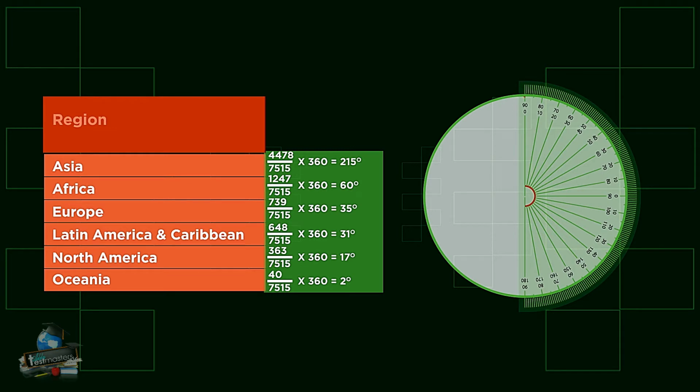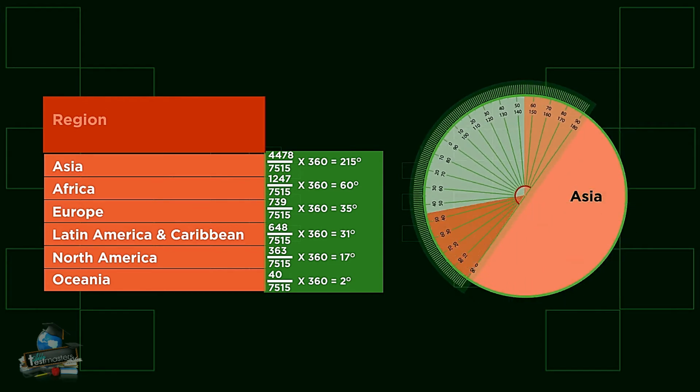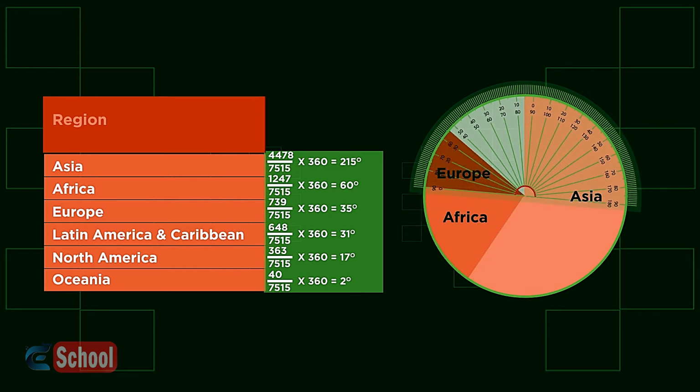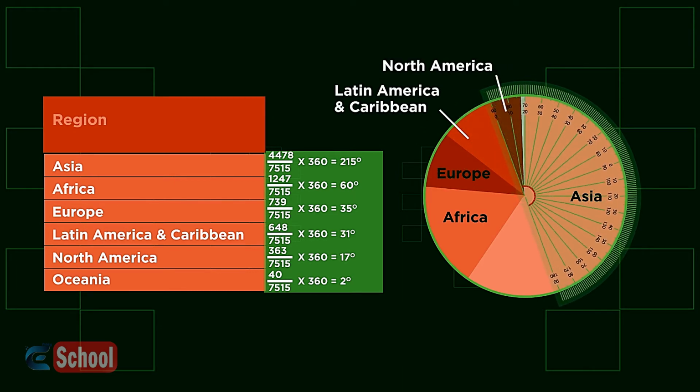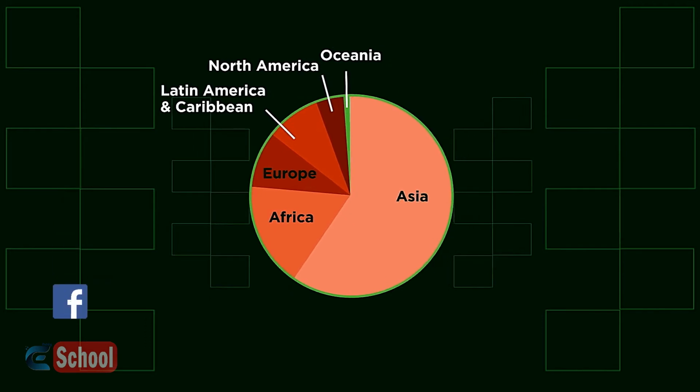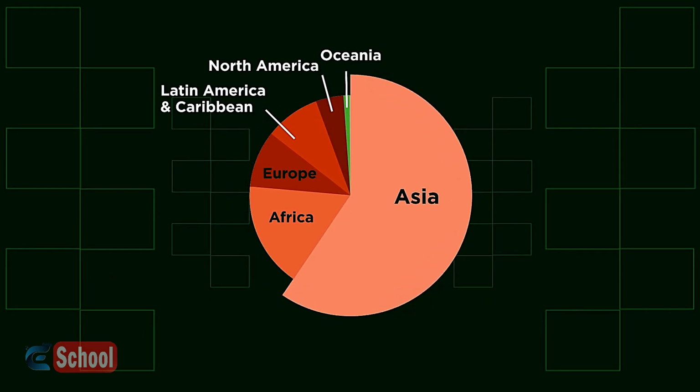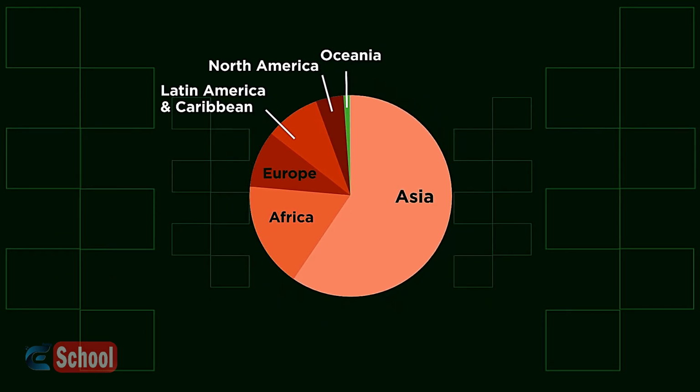Starting from the vertical, measure 215 degrees clockwise and label this sector Asia. Then measure 60 degrees and label it Africa, 35 degrees for Europe, and then finishing off the last 3. This works as a pie chart. Asia is clearly the biggest, getting smaller until Oceania.